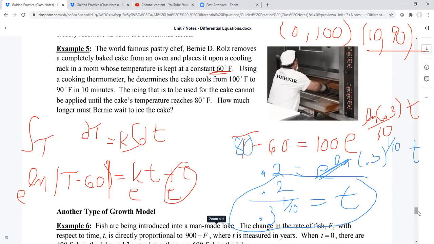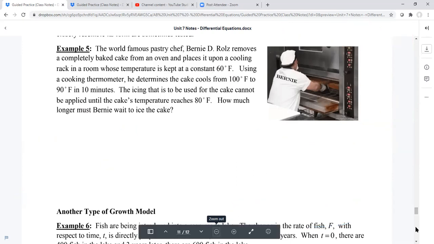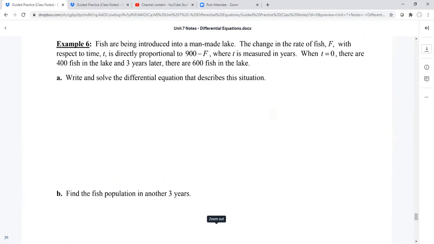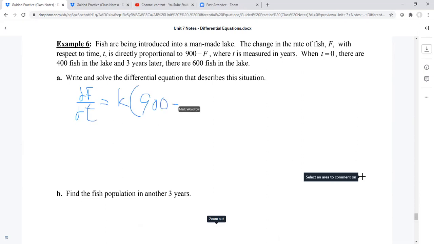Okay, we got one more problem to do, and hopefully it's not too long, but ooh, it's got multiple parts here. Fish are being introduced into a man-made lake. The change in the rate of fish, so that's df dt. Okay, so we got df dt is directly proportional to 900 minus the fish. So the rate of change of the fish with respect to time is directly proportional, which means it's going to be k times 900 minus f, where t is in years.